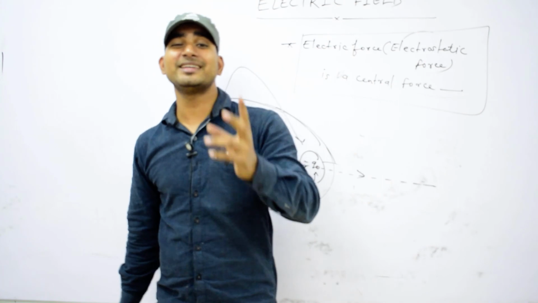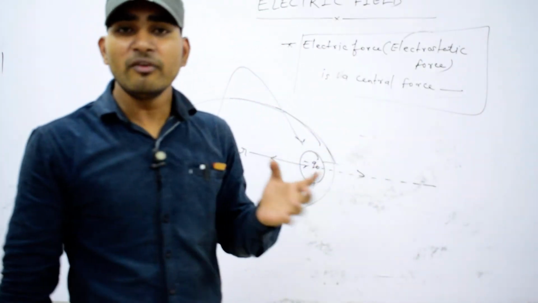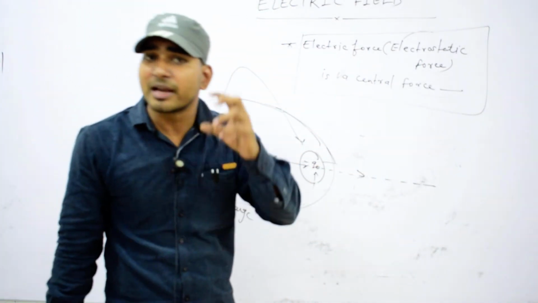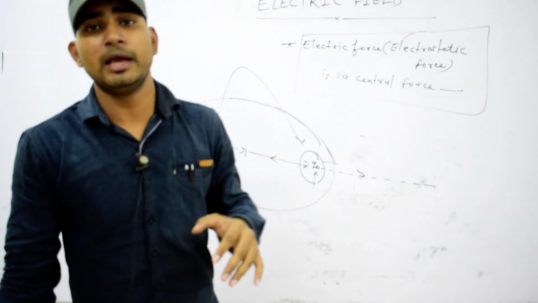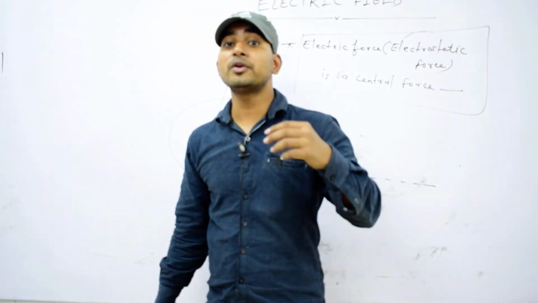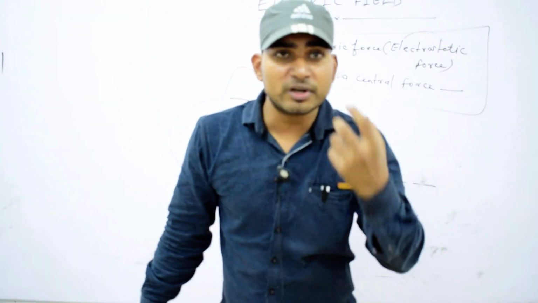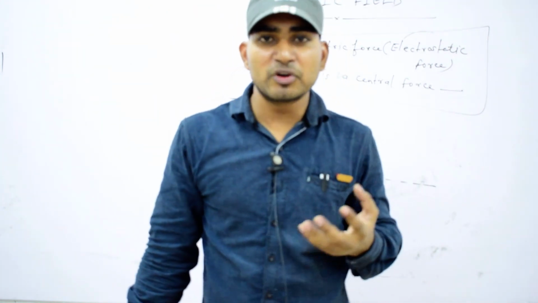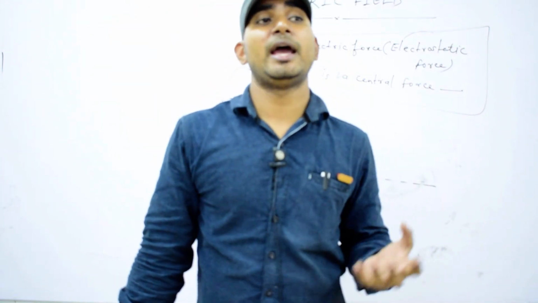So this was our basic concept of electric field, that is, what the meaning of electric field is, which I have explained. In the next section, I am going to explain the field pattern for the positive charge, the field pattern for the negative charge, and how they interact.